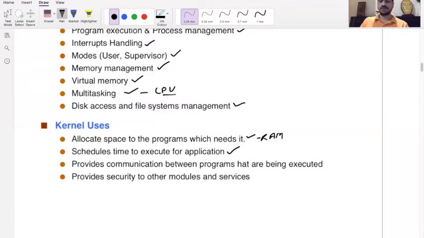It provides communication between programs. That concept is called inter-process communication, IPC, how two programs can communicate with each other. It also provides security to the program modules and different services, and that security provision will be done by the kernel, that is, which particular program will run in which particular mode. That will be done by the kernel only.